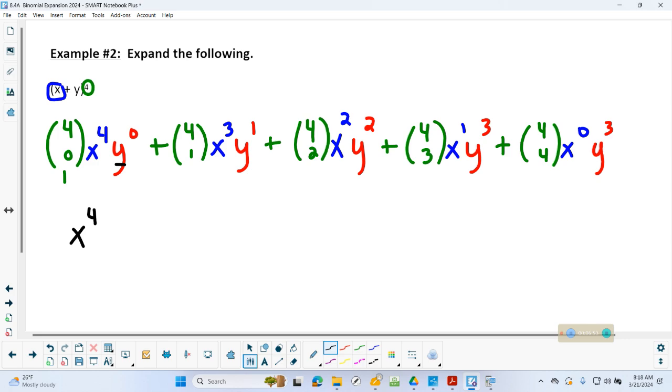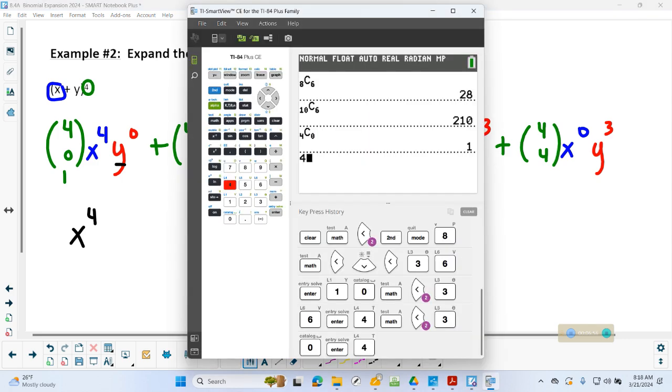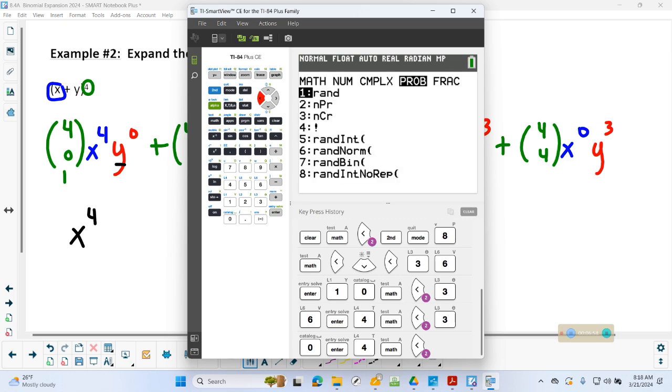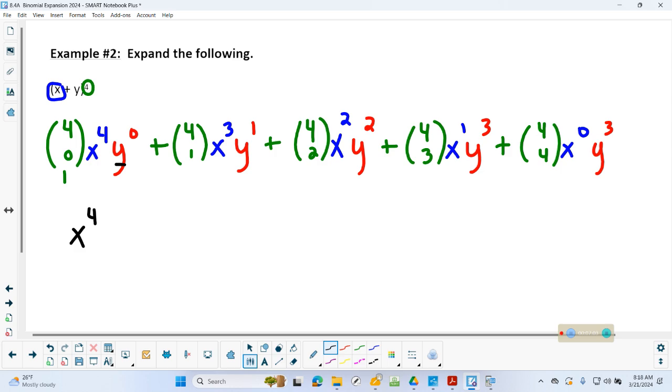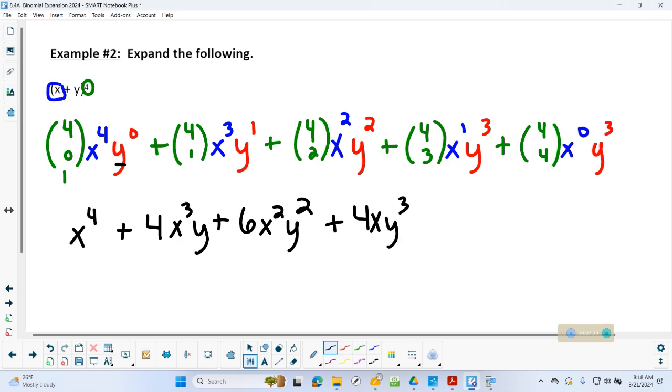Now I'm going to get my calculator out again. I'm going to type in 4, math menu, probability, number 3, and a 1. Okay, so we got 4 for that. So that's my next coefficient, x cubed, y. And then I typed in 4, 2. You don't need to see me keep typing them in. Then I did 4, 3. Okay, for that guy, of course, I got 4. xy cubed. And then I got another 1 for this one. So my last term is going to be, this should be a 4, guys. Sorry.